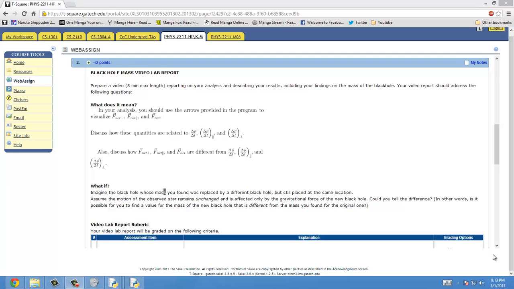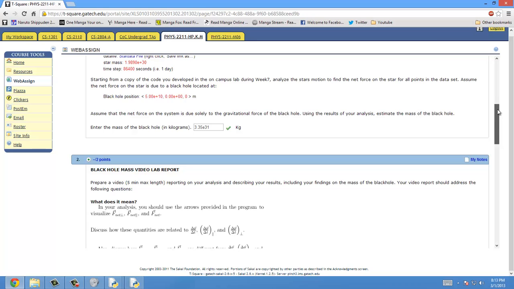So let's start by talking about this first problem, which was asking me what the mass of the black hole is. And as you can see, I got this answer over here. And how did I calculate that? I just used the formula for force of gravity. The force of gravity is equal to the constant G times m1, m2, which are the two masses, divided by the magnitude of the distance squared times the unit vector of the distance.